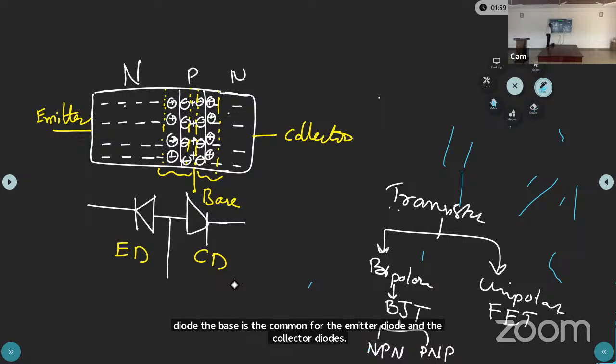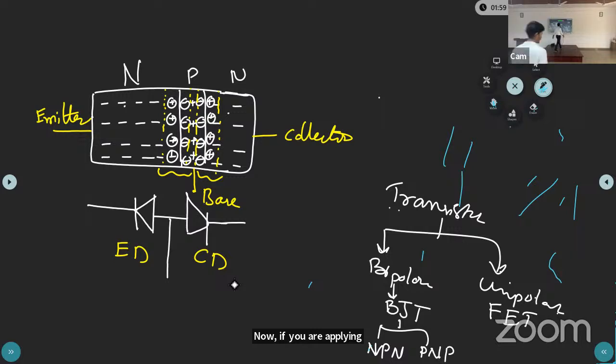Now, the symbol of these transistors. After the construction, I will explain the symbol of the transistor. If you want to note down, you can note this down. Transistors are of two types: the unipolar transistor and the bipolar transistor. Under bipolar, the NPN transistor and the PNP transistor. The bipolar transistor is called BJT and the unipolar transistor is called FET.